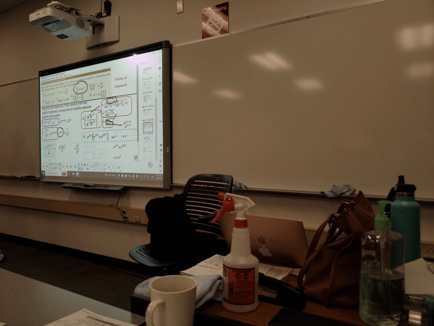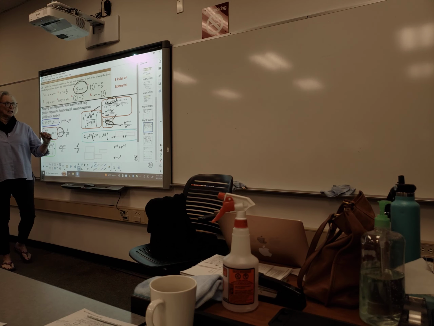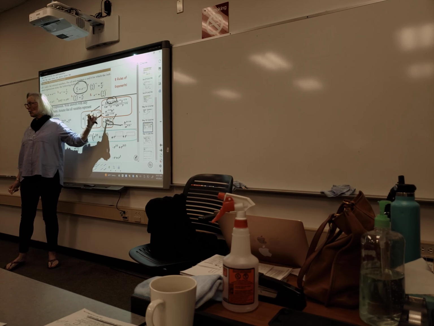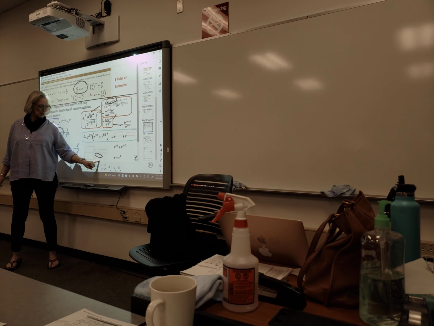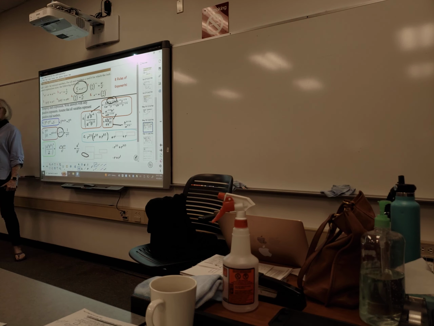Was that the first page? The exponent? This one right here, the bottom. Oh, the bottom one here. Is that better? Yeah. Okay.